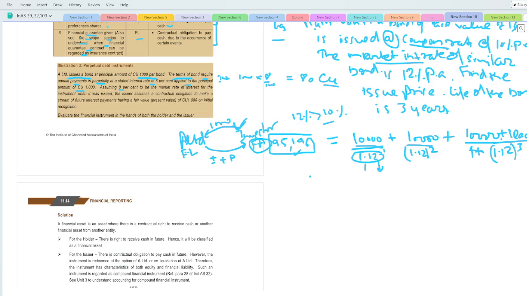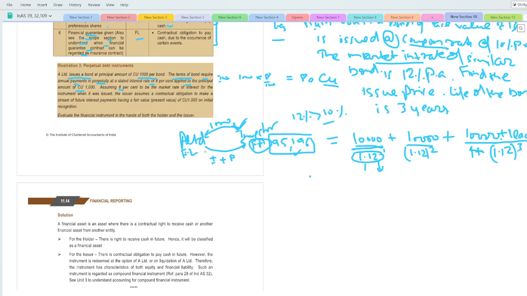Okay, so how will this instrument be classified? So all those things. Therefore, the instrument has characteristics of both equity and liability. Such an instrument is regarded as a compound financial instrument. See Unit 3 to understand compound financial instruments. For now, just park it, because you will be covering it in detail.